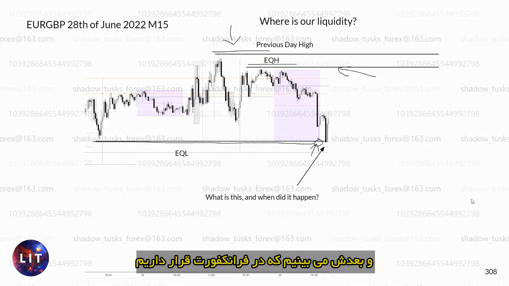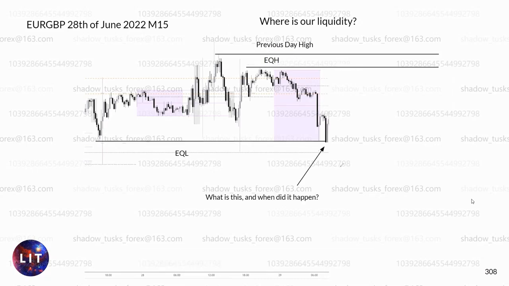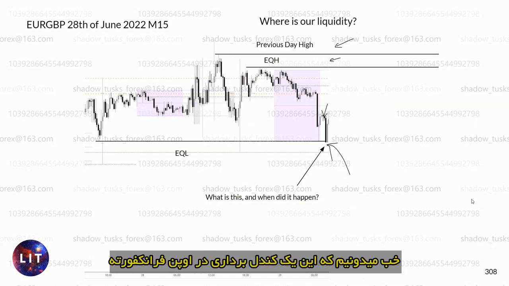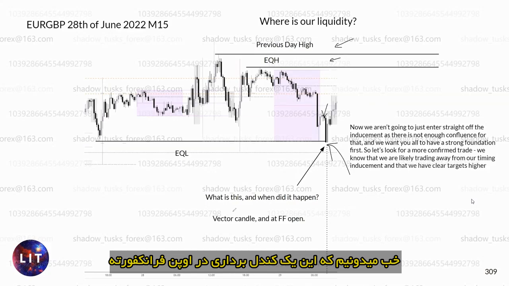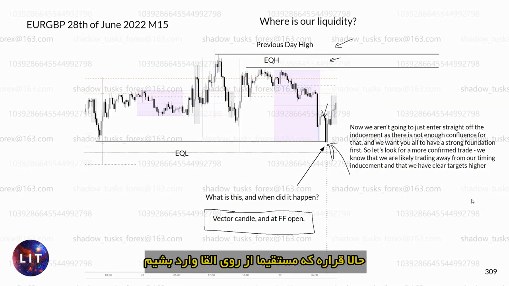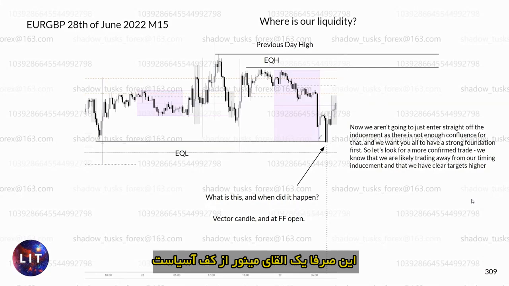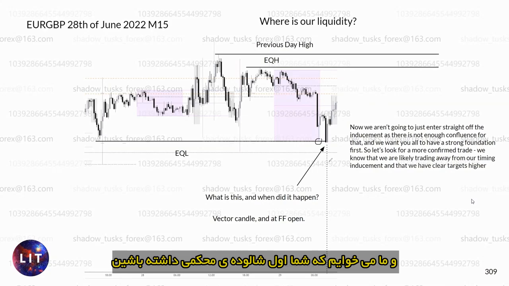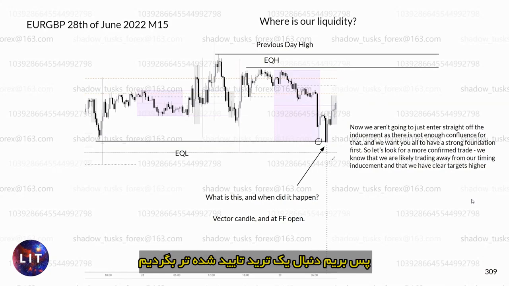And then we see, okay, we're at Frankfurt. Sorry, I've just given that away. We're at Frankfurt. We've vectored through. We've got some liquidity up here, some nice targets. So what is this and when did it happen? Well, we know it's a vector candle at Frankfurt open. Now, we aren't just going to enter straight off the inducement. As you can see, there's not really enough confluence. It's just a little minor inducement of Asia low. And we want to have a strong foundation first. So let's go and look for a more confirmed trade.